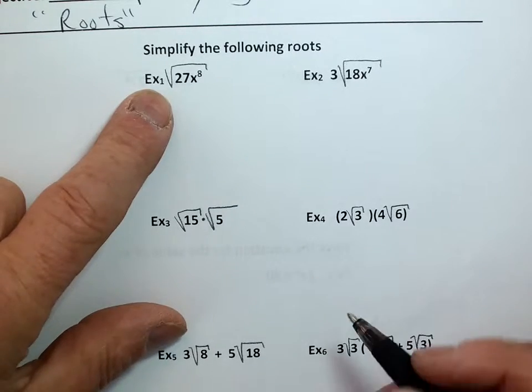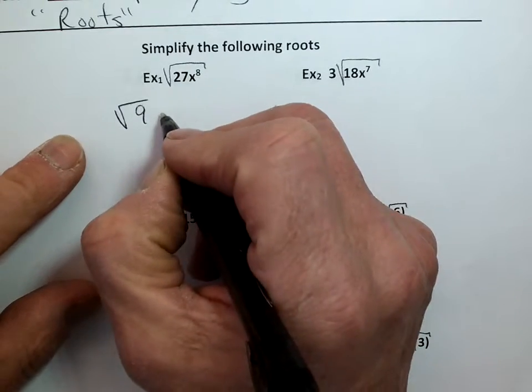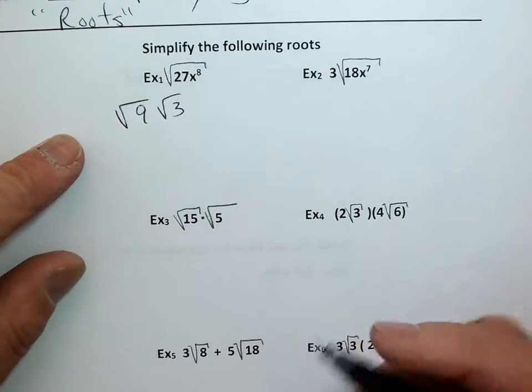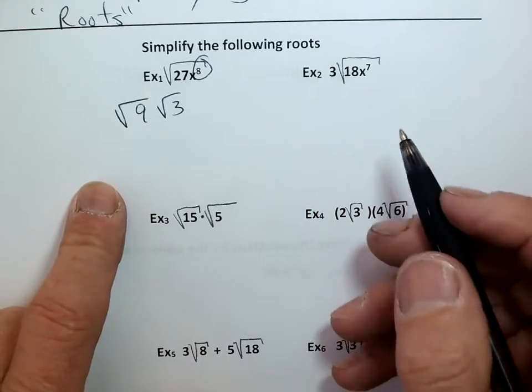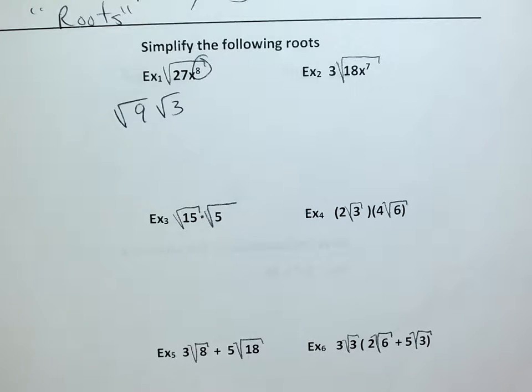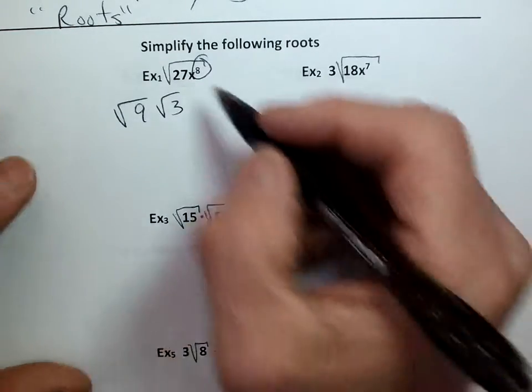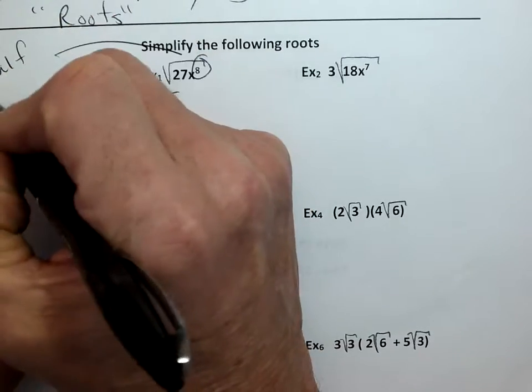So in example 1, I'm going to rewrite this as the square root of 9 and the square root of 3, right? Because that makes 27. And what we do is we take half. We really do take half the exponent because we know x to the 4th times x to the 4th makes x to the 8th, right? So we're really going to take half the exponent, okay?